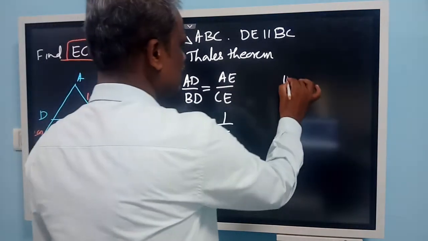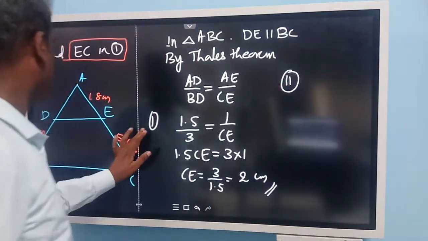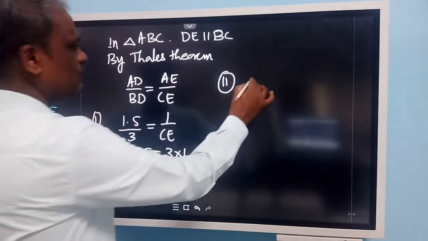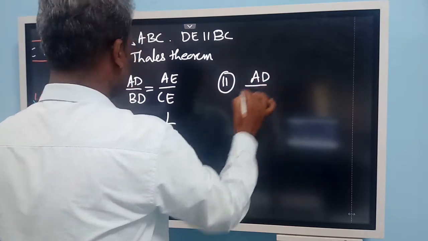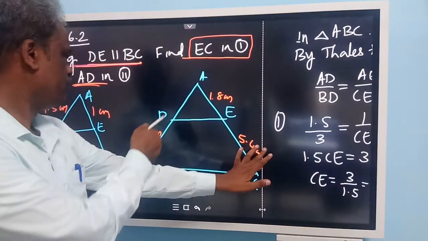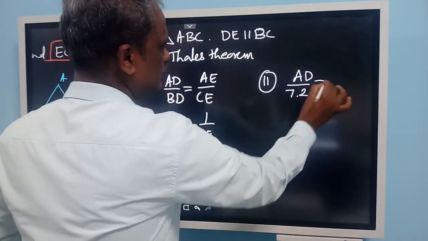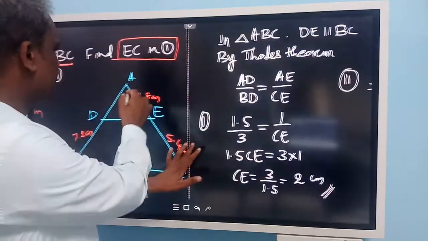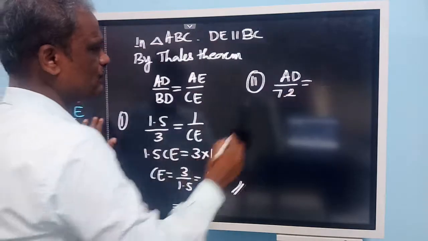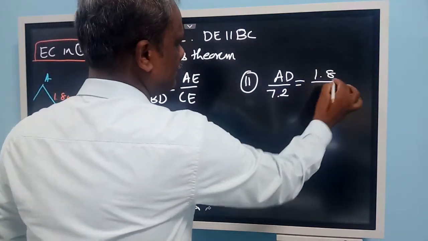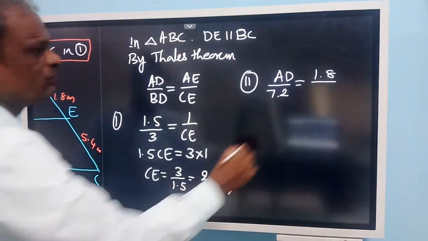In the second situation, AD is not given. Let us write it as AD. By BD is given. BD is 7.2. So you can write AD by 7.2 is equal to, it is given AE 1.8, so you will write 1.8 divided by 5.4.